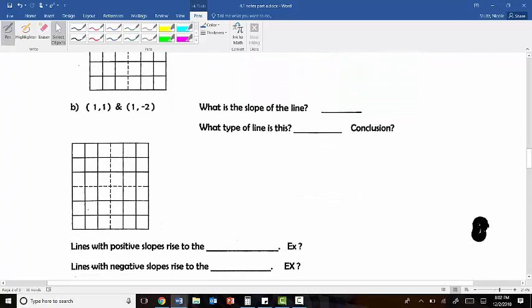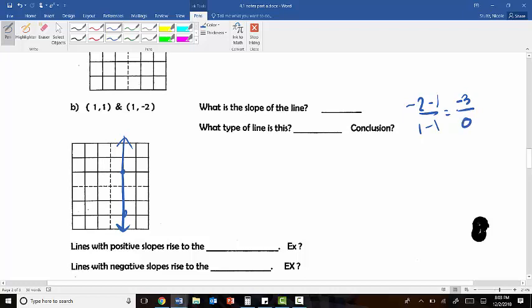And then we're going to experiment and plot 2 more ordered pairs. So 1, 1 is right here. And 1, -2 is right here. And we're going to draw actually a vertical line this time. And we're actually going to compute the slope over on the side. So we're going to do -2 minus 1 over 1 minus 1. And we're going to get something weird, -3 over 0.